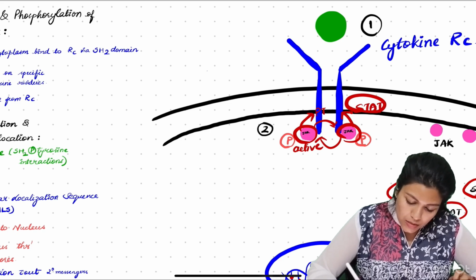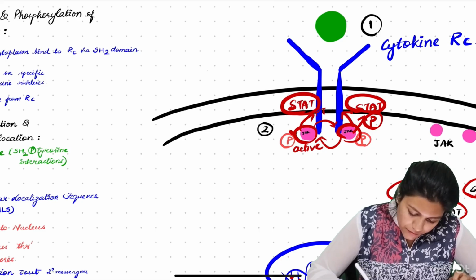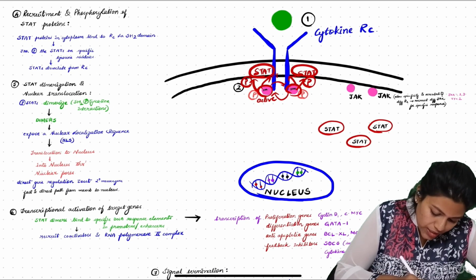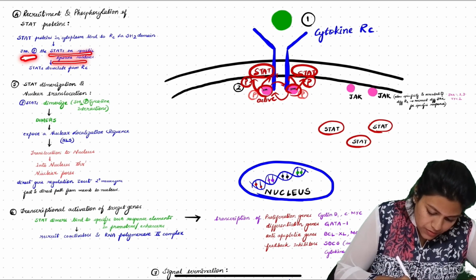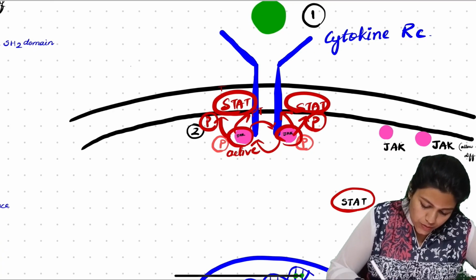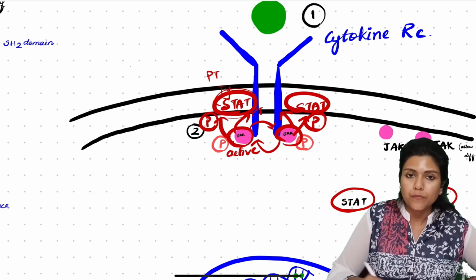STAT molecules. Now the JAK will also phosphorylate the STAT molecules. Here the STAT is present. This JAK will also phosphorylate the STAT molecules. So JAK will phosphorylate STAT on specific tyrosine residues. Even the STATs have a tyrosine. This active JAK will phosphorylate the tyrosine of the STAT and form a phosphotyrosine.